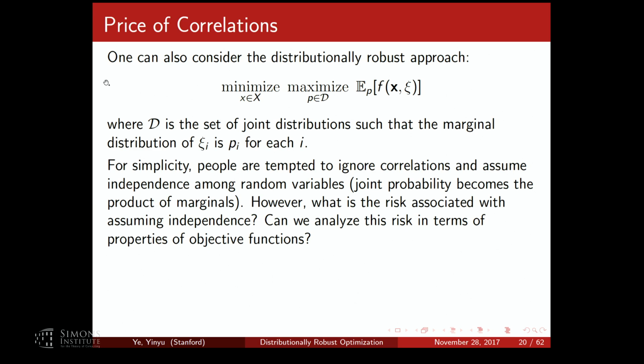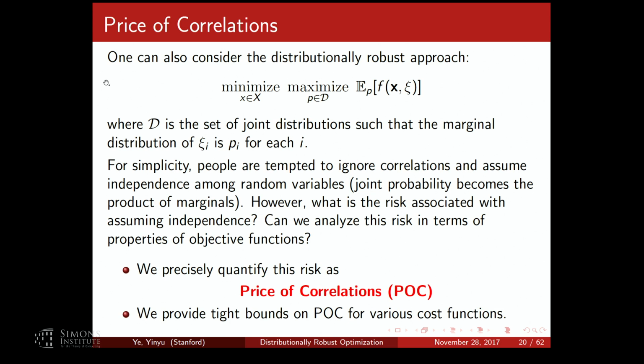So what's the risk associated with assumed independence? Can we analyze risk in terms of the properties of objective functions? Again, what kind of functions make assuming independence safe? If you assume this is a normal distribution, you know the covariance. Generally, you just need to estimate the joint distribution level, and that's the sample size I'm talking about.